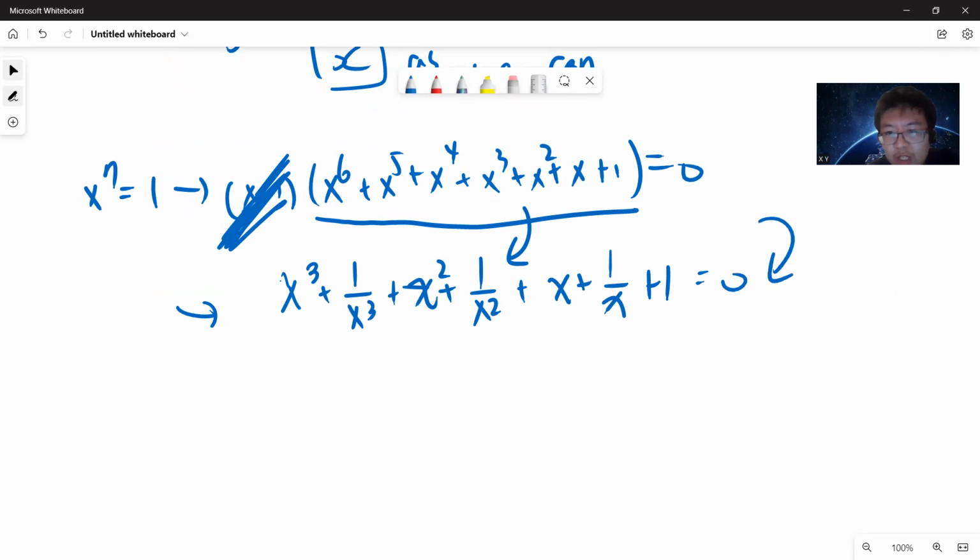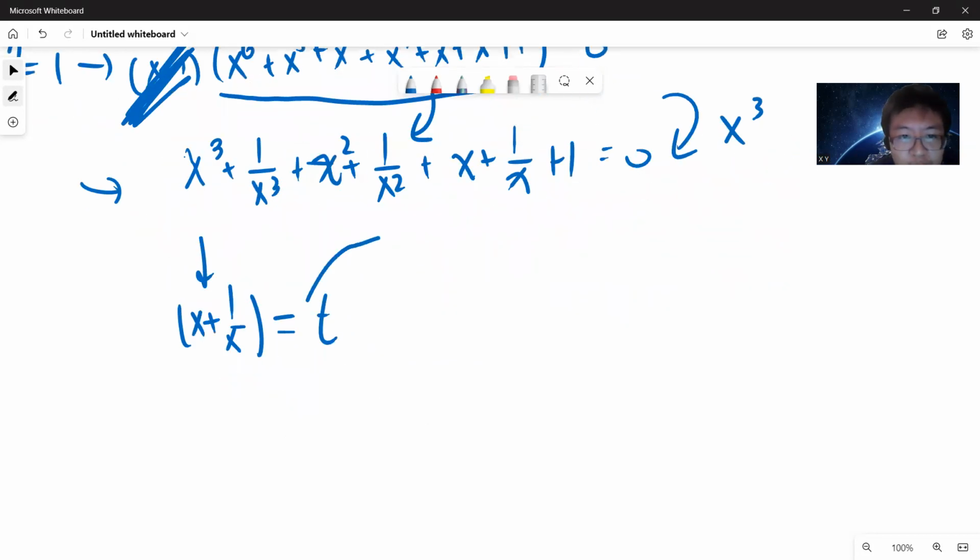So this is just divided by x cubed. And this one you can write in terms of x plus 1 over x. Let's say you let x plus 1 over x be t. Now this equation has some beautiful results. Let's do some simple calculation.